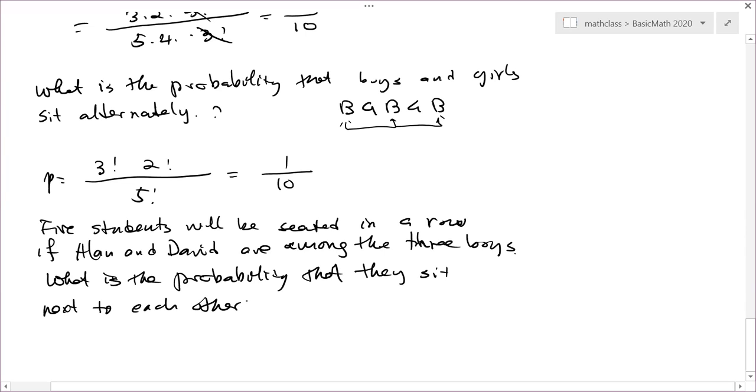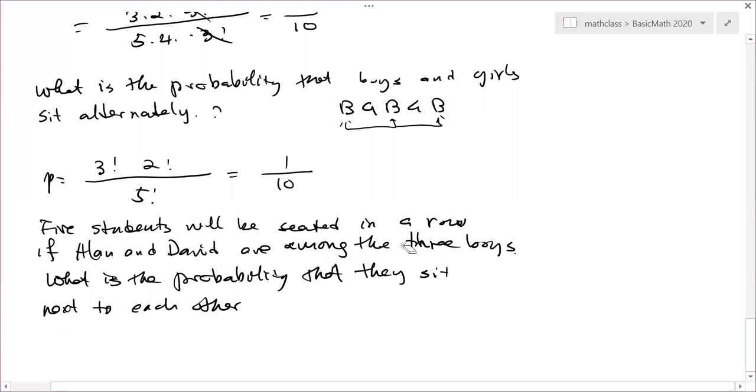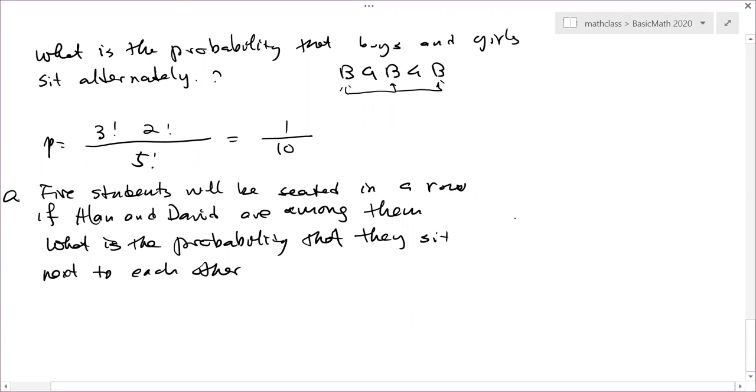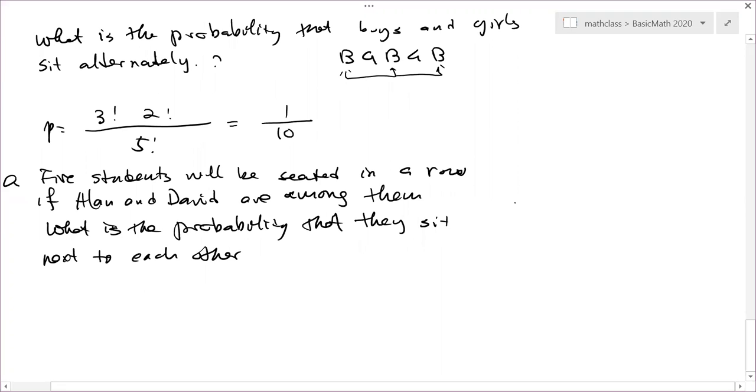Okay, I don't need to say 3 boys because it's not necessary to know the genders. Okay, 5 students will be sitting in a row, and if Aaron and David are among them, what is the probability that they sit next to each other? That means Aaron and David.